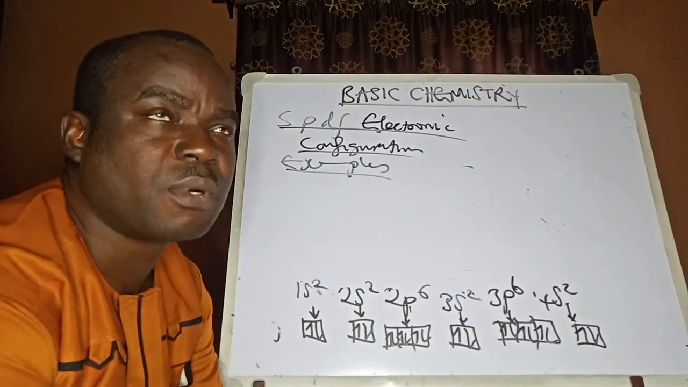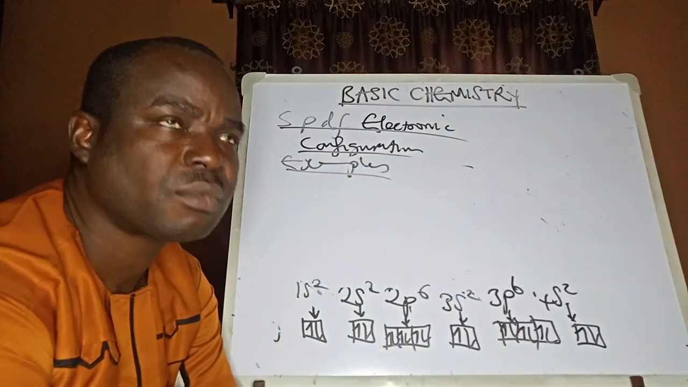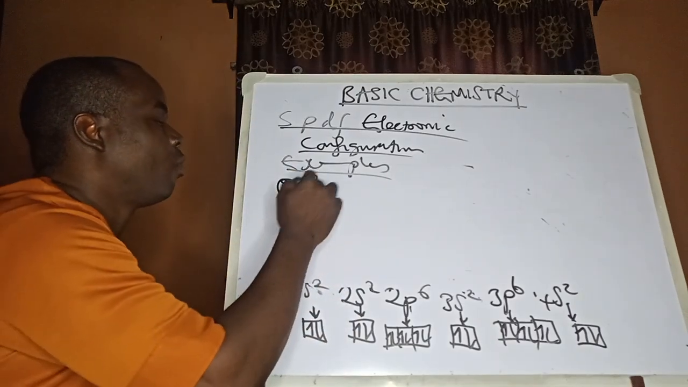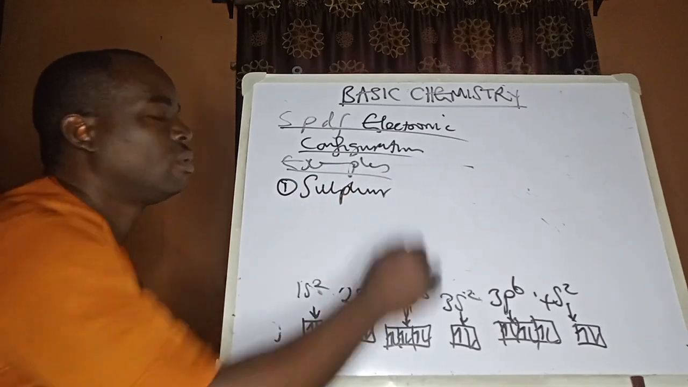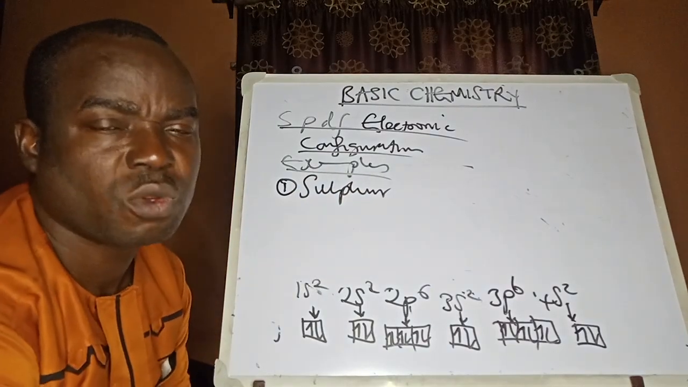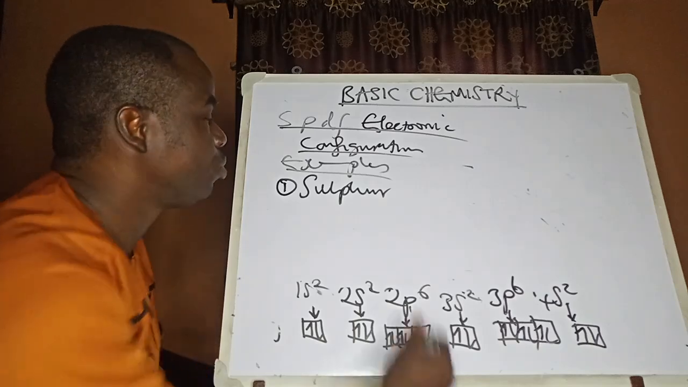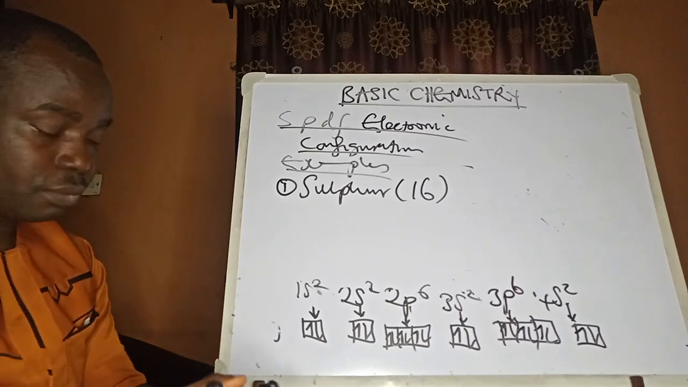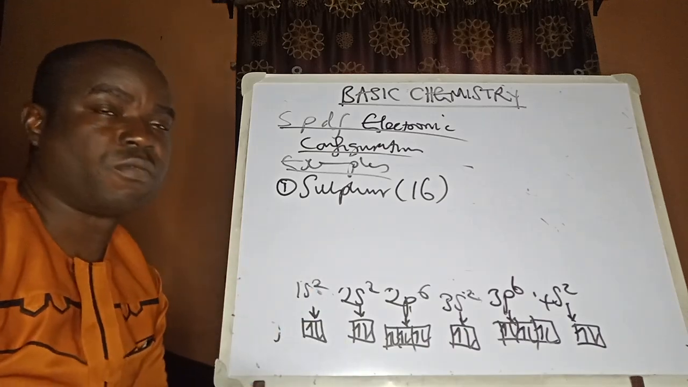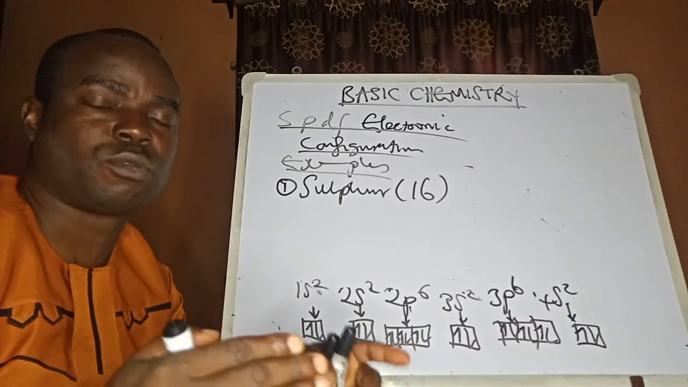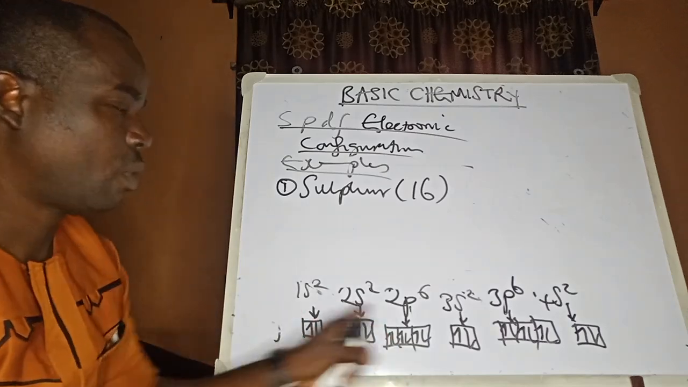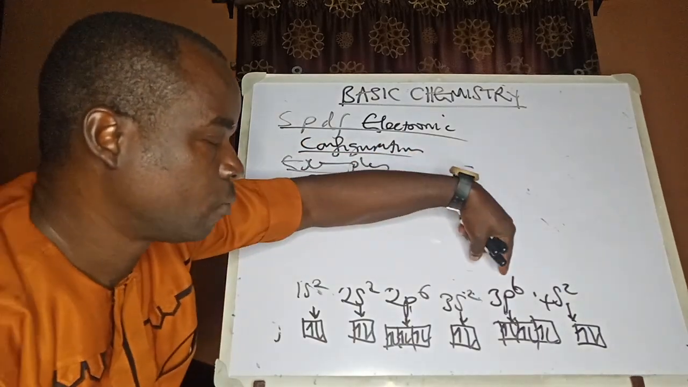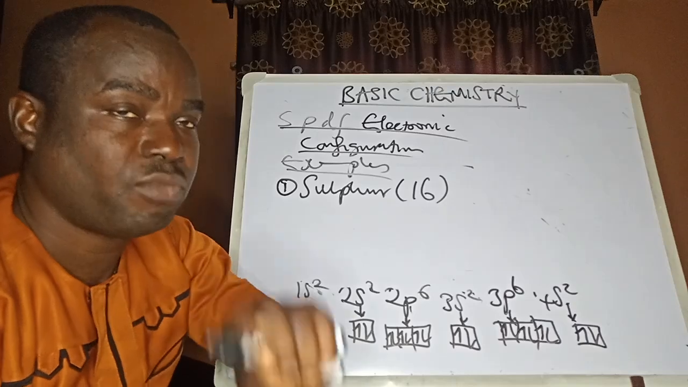Let's pick an element from the first 20 elements. Let's pick sulfur, for example. Sulfur. What is the atomic number of sulfur? The serial number is 16. So you put 16. Now, if I want to solve for the SPDF electronic configuration of sulfur, I will use this. Now let's pick it up. So you start adding the powers until you get 16. Now let's go.